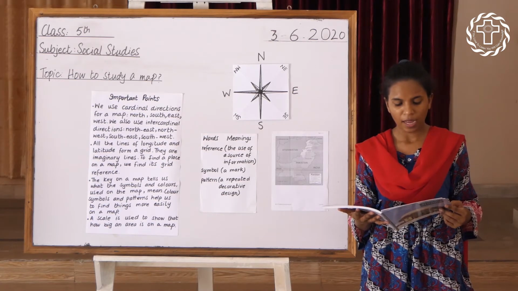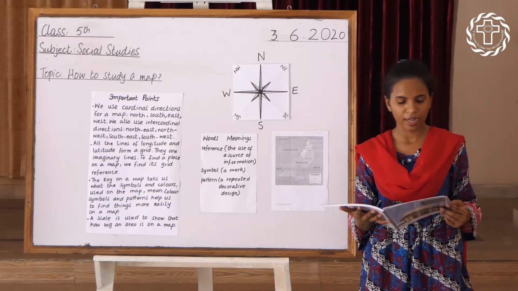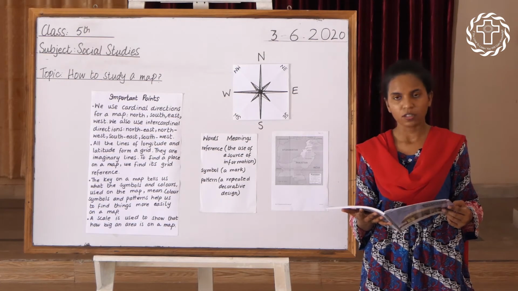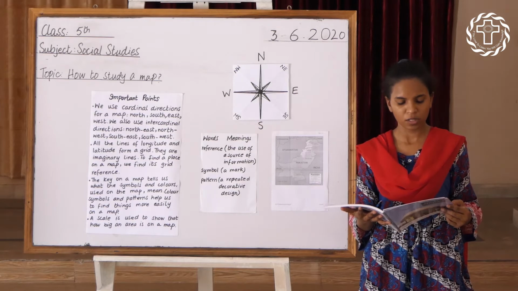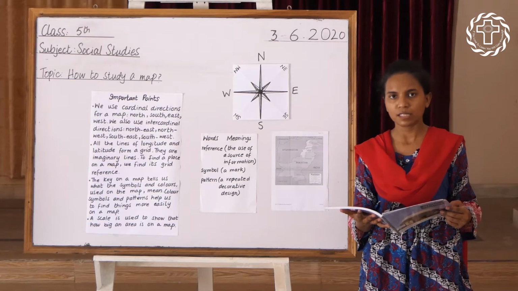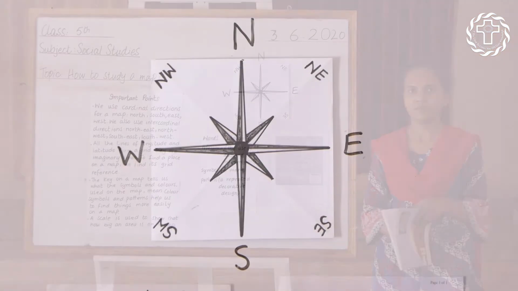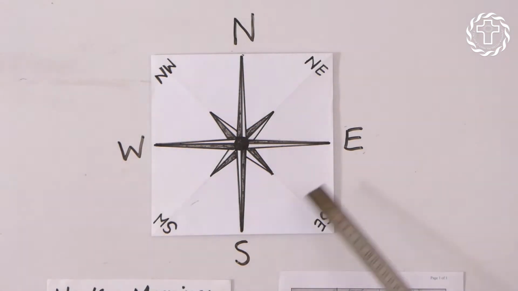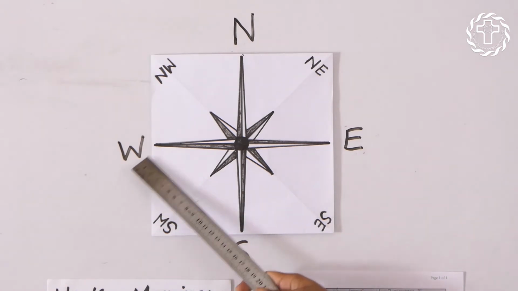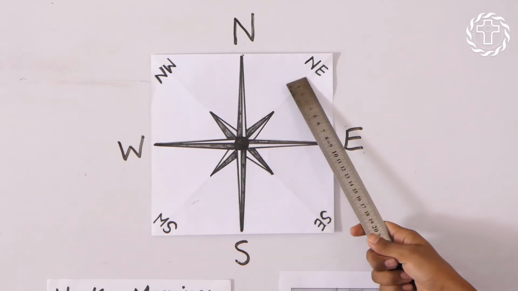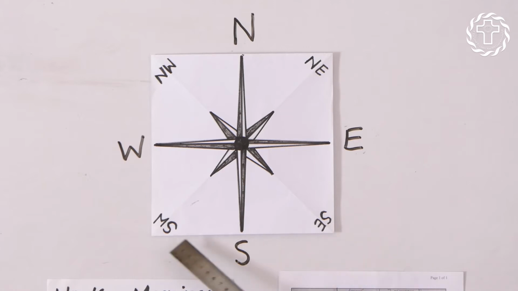Directions. When we look at a map, we use the cardinal directions: north, south, east and west. We also use the intercardinal directions: northeast, northwest, southeast and southwest. Intercardinal directions are also called intermediate directions. These are the cardinal directions: north, south, east, west. These are the intercardinal directions: northwest, northeast, southeast, southwest.